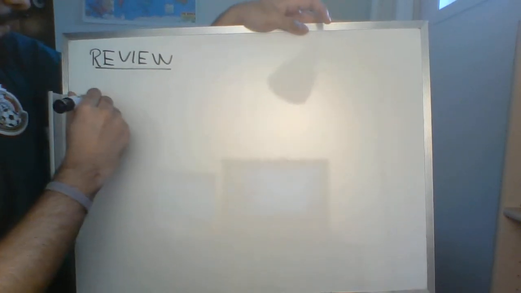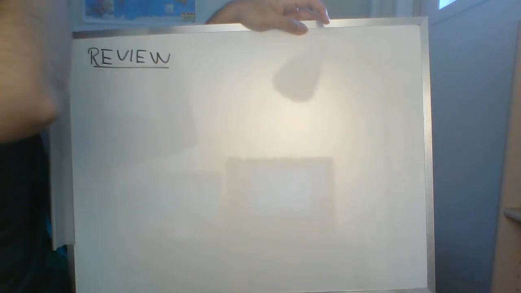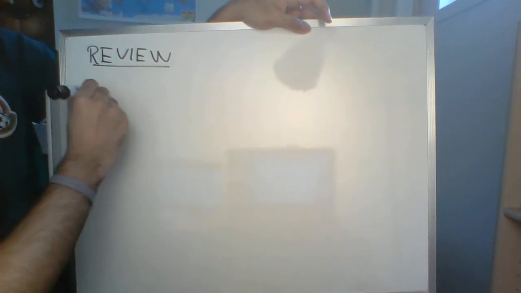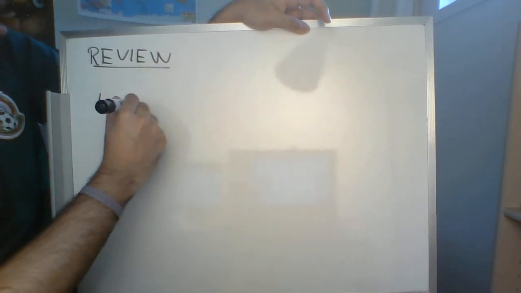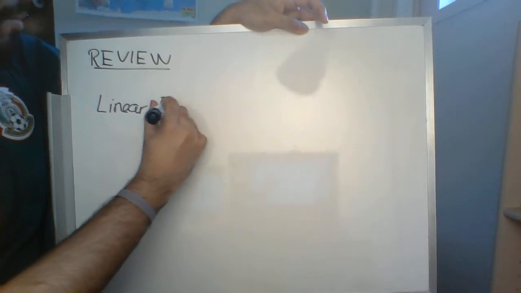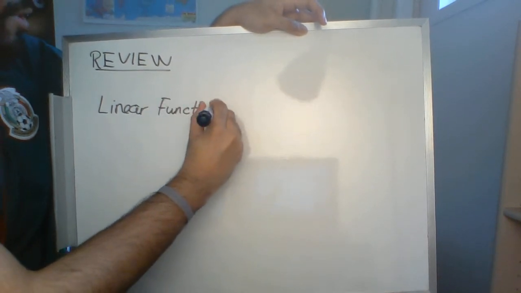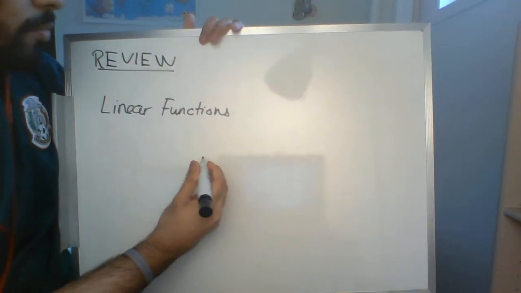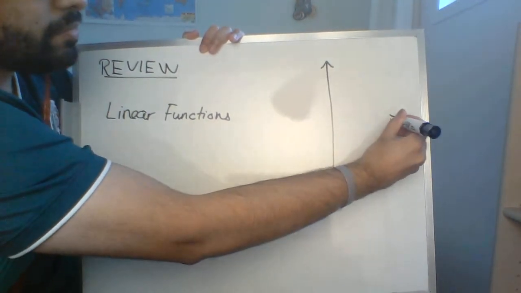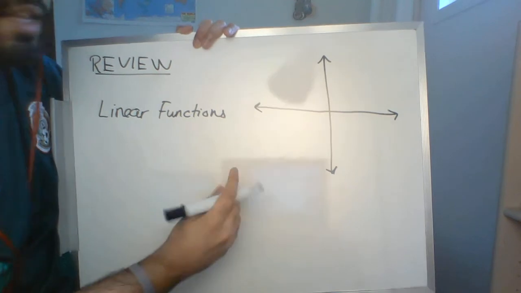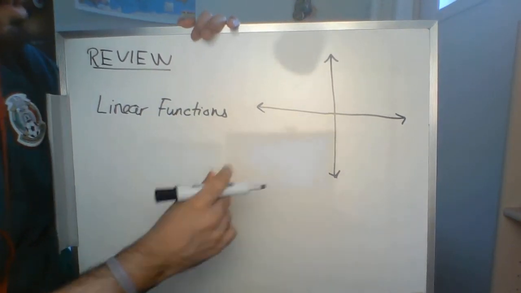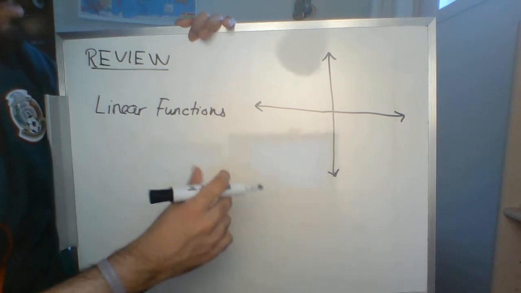So, basically, what we're working with here is a linear function. That's just a fancy way of saying, for all our purposes right now, linear functions are just lines. So when you draw them on a Cartesian plane like that, I know that axis is a little bit squiggly, but it gets the idea across.